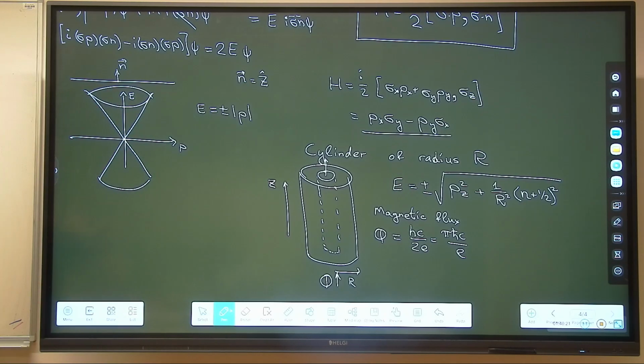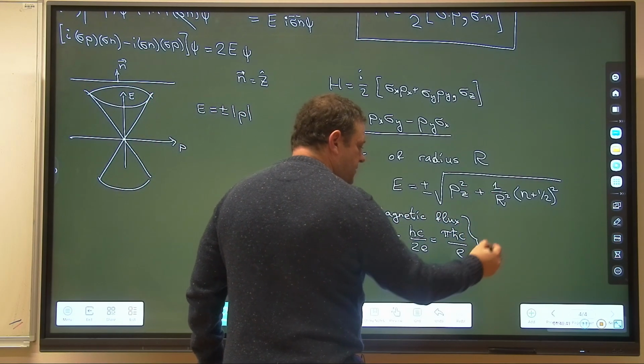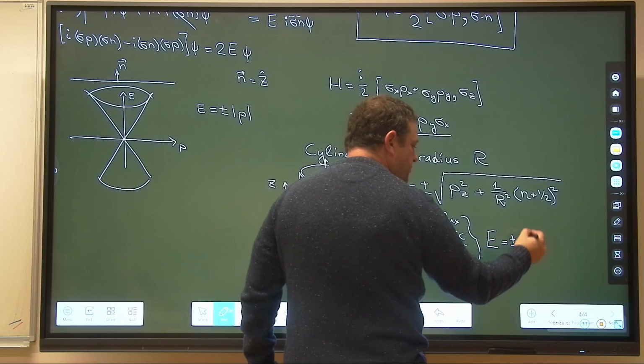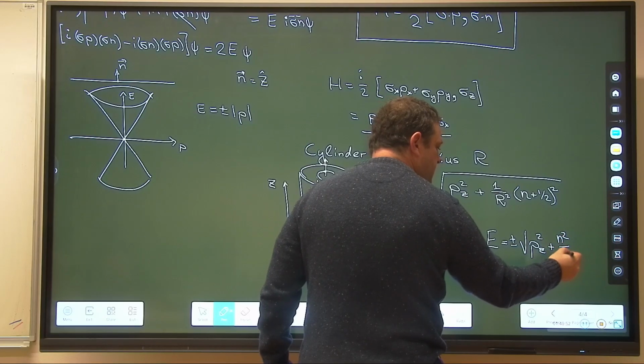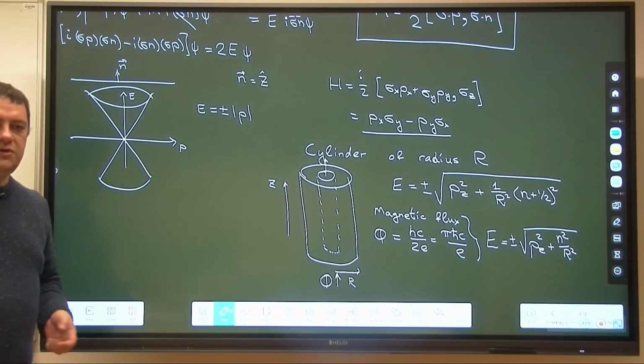This particular value is nice because it introduces exactly the same boundary conditions. When you go once around, your wave function must change sign because it accumulates the phase pi, which is exactly half of 2 pi. So with this magnetic flux the spectrum changes, and now it's plus and minus the square root of pz squared plus n squared over r squared. There is no 1/2.